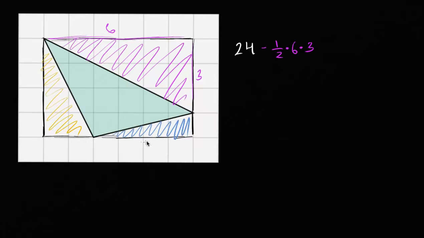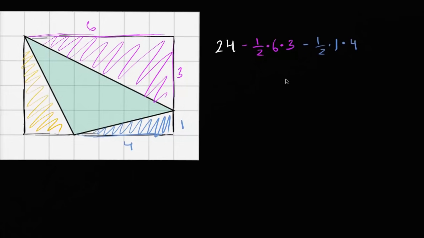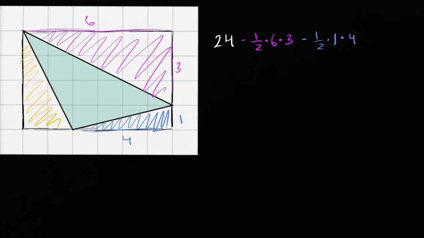And then you have the blue one. This is going to be minus 1/2. Let's see, you could say its height is 1, and then this base you could say is 4. So that's 1/2 times 1 times 4. And then we want to subtract out the area of the yellow triangle. So this is minus 1/2. Let's see, we can make this base 2. So 1/2 times 2 times, and this height is 4, 2 times 4.